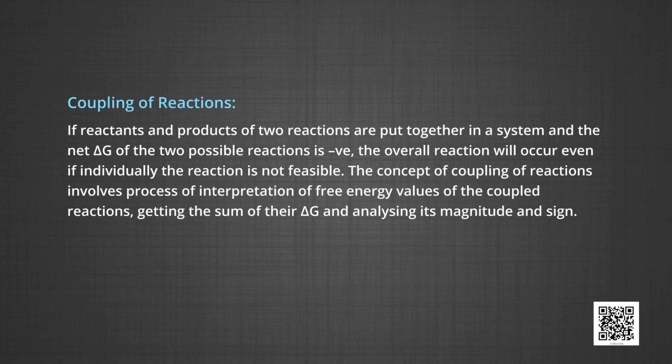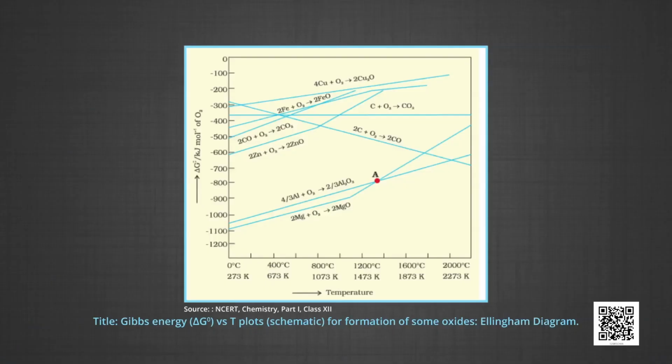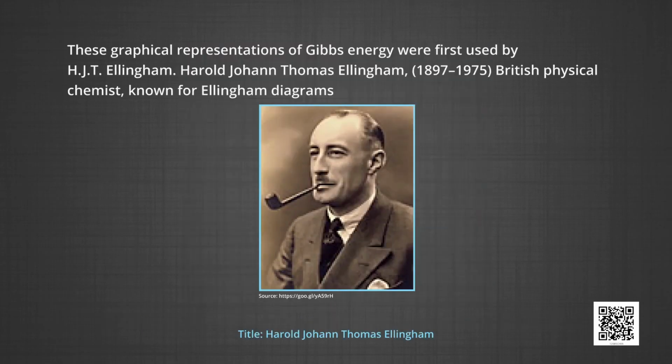The concept of coupling of reactions involves the process of interpretation of free energy values of the coupled reaction, getting the sum of their delta G and analyzing the magnitude and sign. Such coupling is easily understood through Gibbs energy, delta G naught versus T plots for the formation of the oxides, as shown in figure 1. The plots are called Ellingham diagrams. These graphical representations of Gibbs energy were first used by H. J. T. Ellingham.